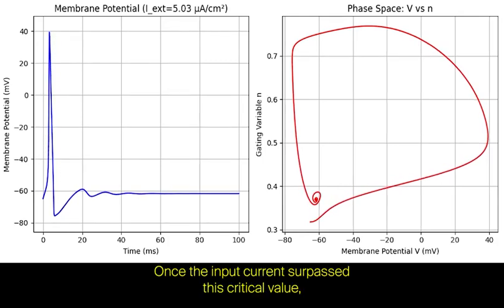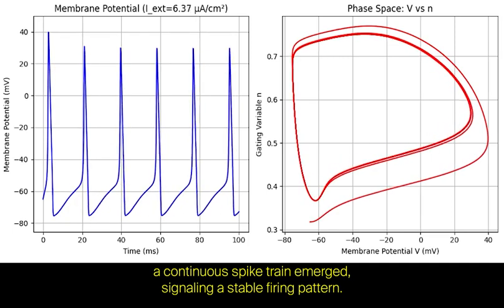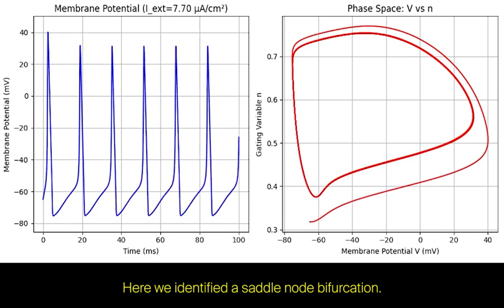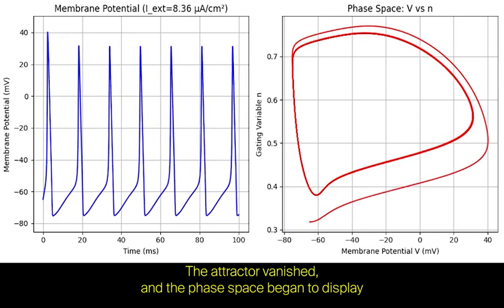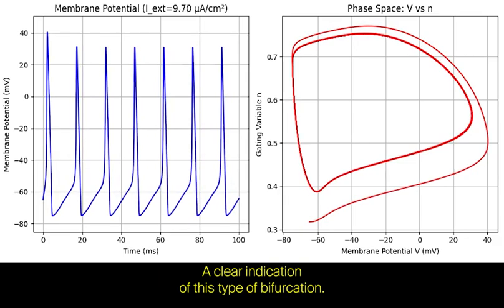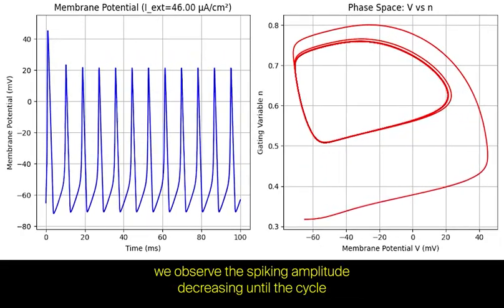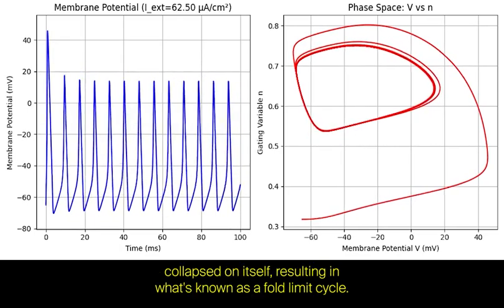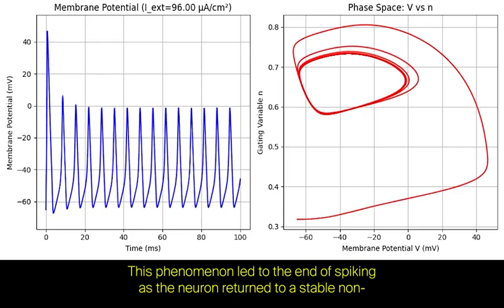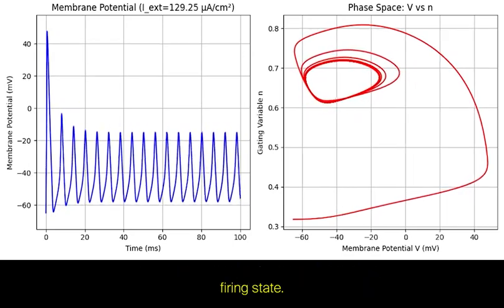Once the input current surpassed this critical value, a continuous spike train emerged, signaling a stable firing pattern. Here, we identify the saddle node bifurcation. The attractor vanished, and the phase space began to display oscillatory behavior, a clear indication of this type of bifurcation. Continuing increasing the input current, we observe the spiking amplitude decreasing until the cycle collapsed on itself, resulting in what's known as a fault limit cycle. This phenomenon led to the end of spiking, as the neuron returned to a stable, non-firing state.